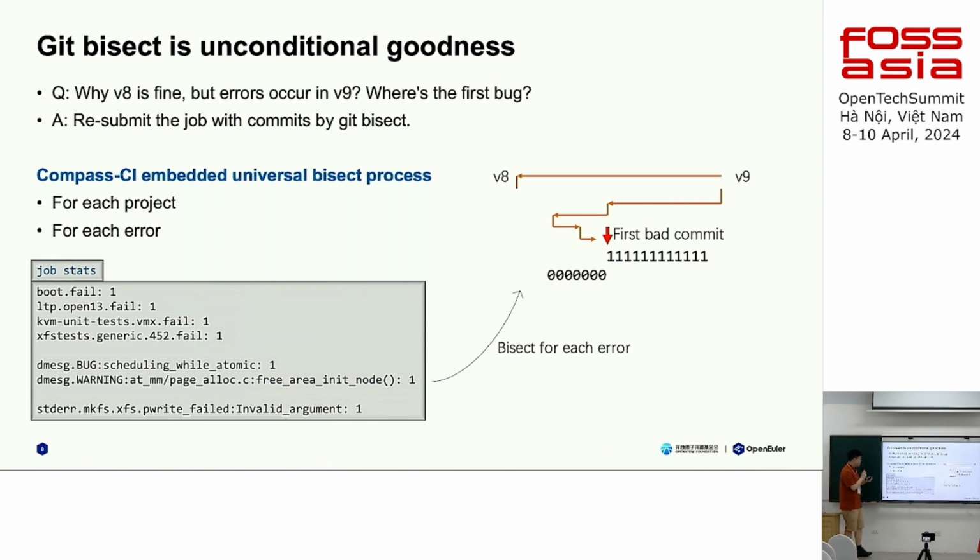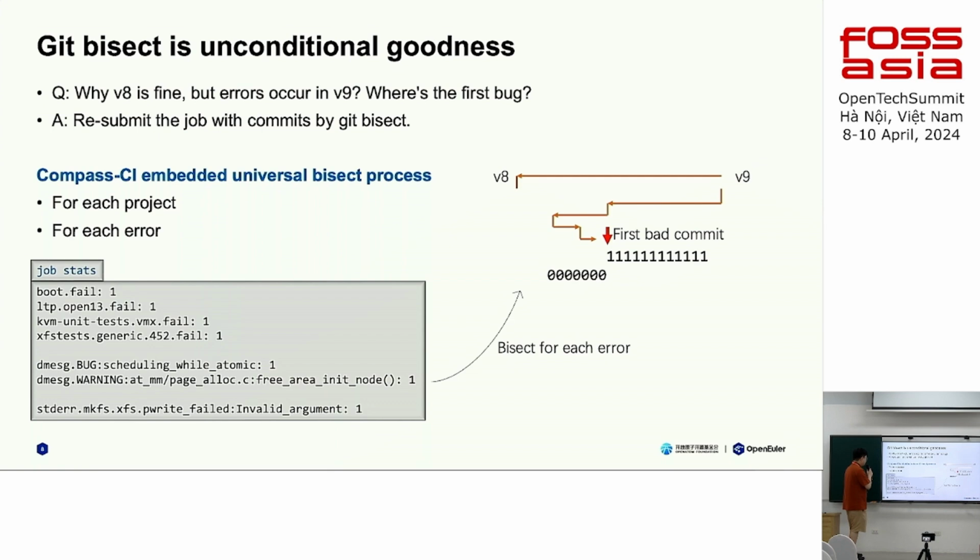Error is inevitable. Every time we submit a job, the job will perhaps produce different kinds of errors. Like the picture on the left, the statistics show that several errors happen.